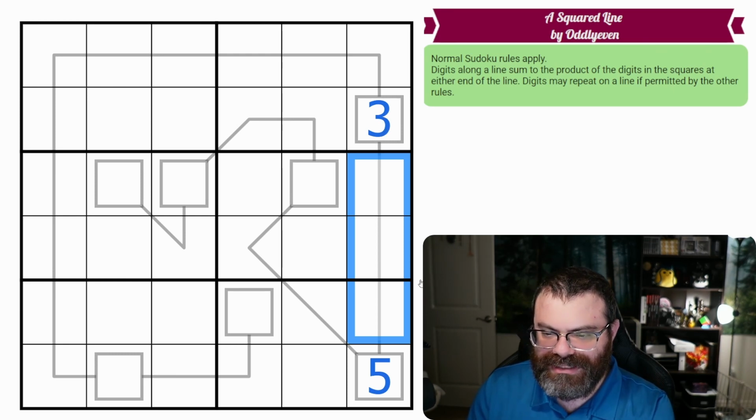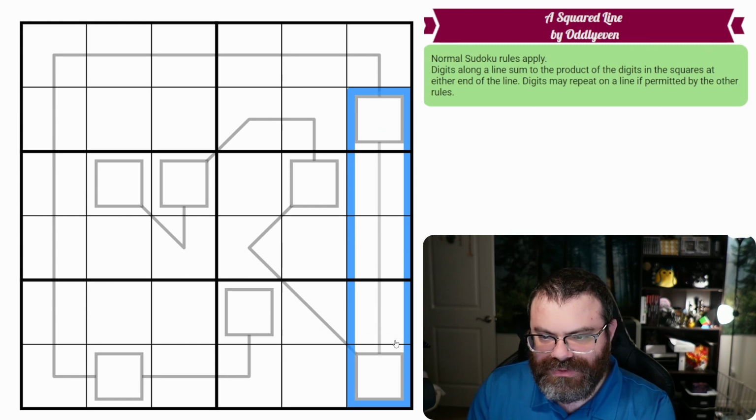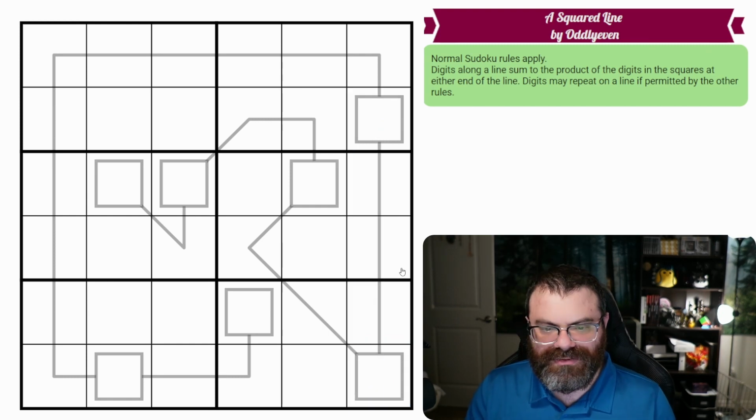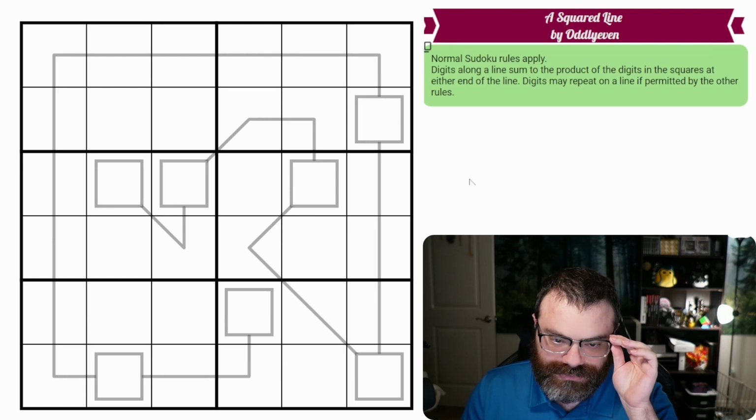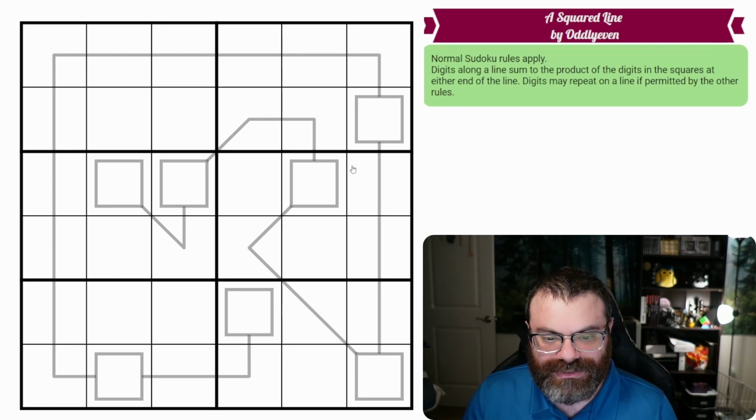I mean, I can get to 15 with 3, 4, 5, but it reuses the 5. But if I could do that, then that would be one way to do it. There's no restriction on repeating digits other than normal Sudoku rules. So don't assume you can't repeat on lines or anything like that. And that's it. Those are the rules.